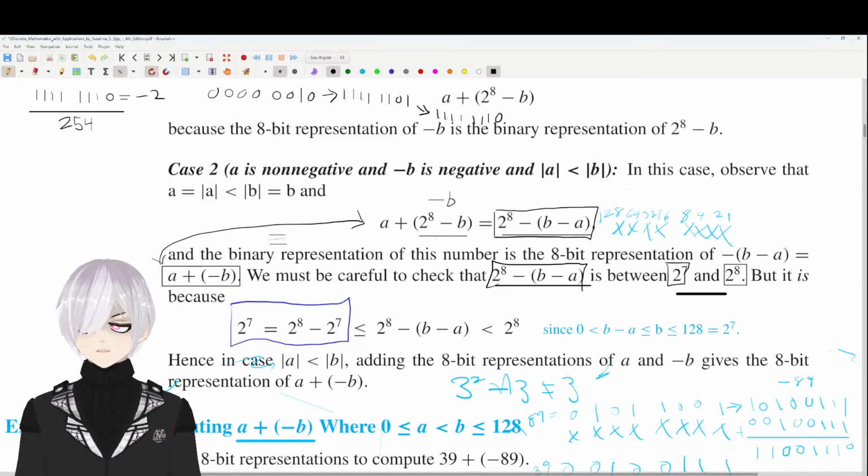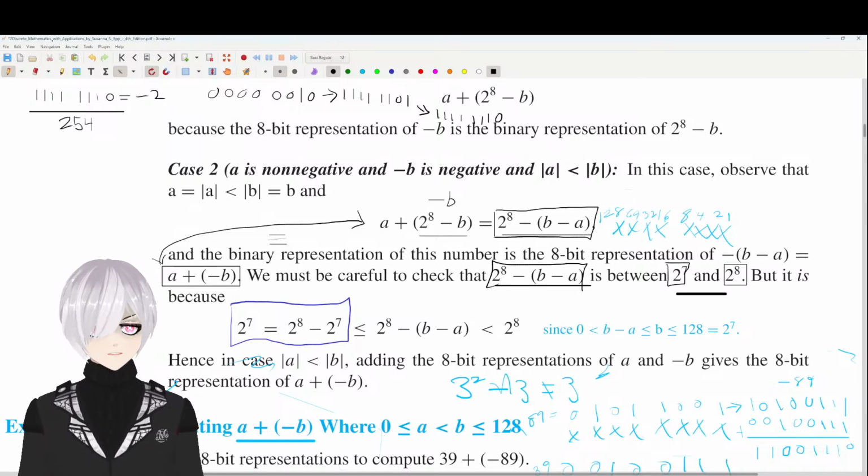So negative 2 doesn't actually equal 254, but it's in a way represented as 254 because it ends up being convenient in binary notation. And then I guess -3 would end up being 253.